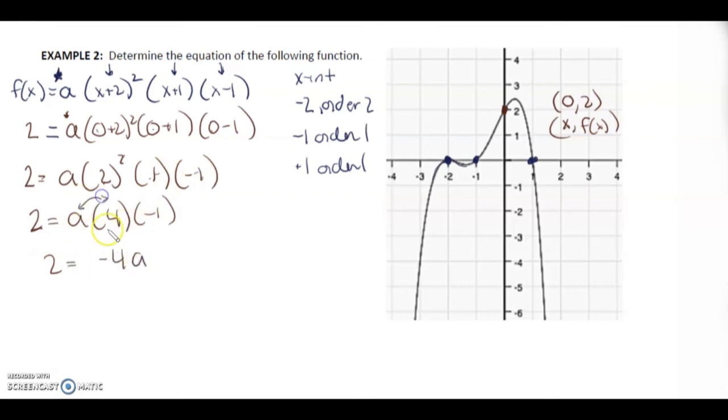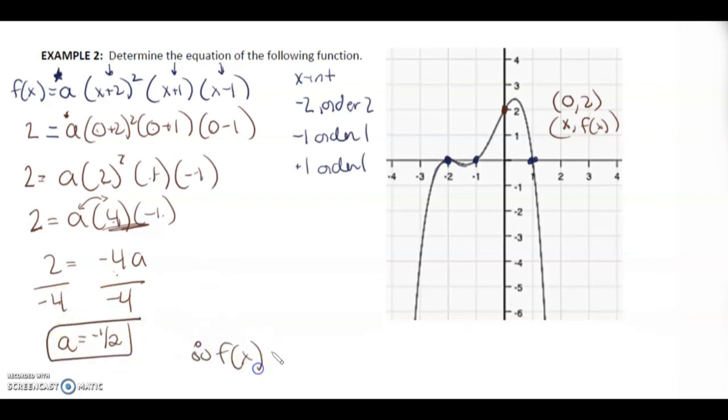See how I just flipped these? So I multiplied 4 times negative 1. I get negative 4. And then I put the a there. Okay. Divide both sides by negative 4, and I get negative 1/2. So we can say, therefore, f at x equals negative 1/2 x plus 2 squared, x plus 1, x minus 1.